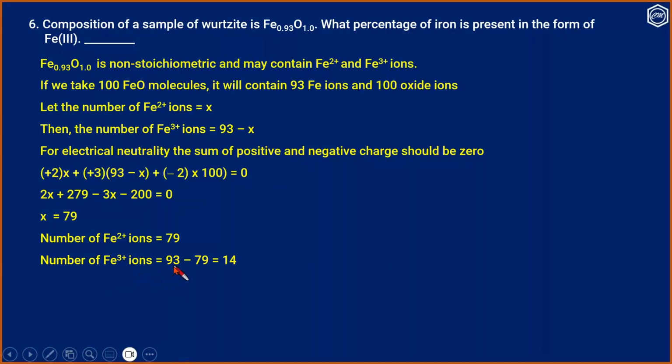Number of Fe3+ ions is 93 minus 79, which is 14. Percentage of Fe3+ ions: number of iron ions is 93, and 14 is ferric ion, so the percentage is equal to 15.05.